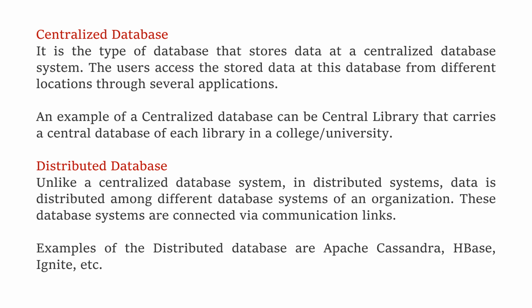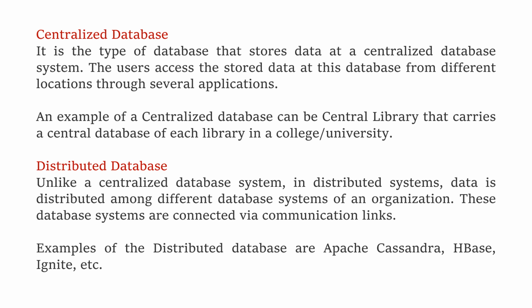First is the centralized database. It is the type of database that stores data at a centralized database system. That is, the users can access the stored data at this database from different locations through several applications. The example of a centralized database can be a central library that carries a central database of each library in a college or university. So this can be a centralized database.